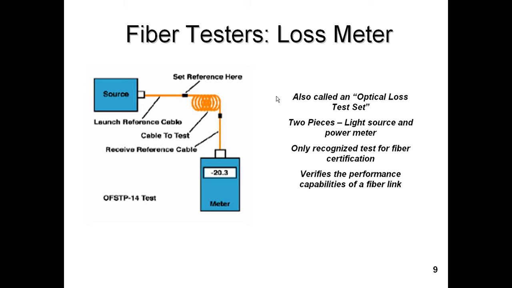The losses in fiber optics are standardized based on the number of connectors you have, the number of splices you have, and the length of the cable. A connector set should have no more than 3/4 of a dB of loss. A splice, mechanical or fusion, should have no more than 3/10 of a dB of loss.